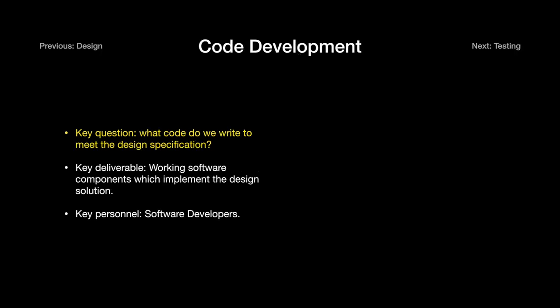So after the design phase, we enter the most familiar stage to us, code development. The key question here is, what code do we write in order to meet the design specification? Our key deliverable is, quite simply, working software.